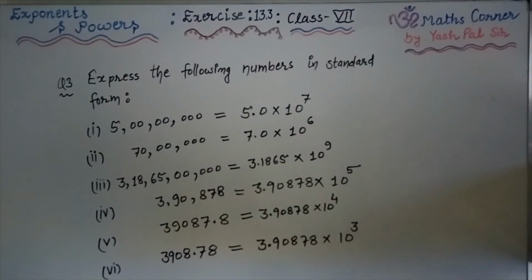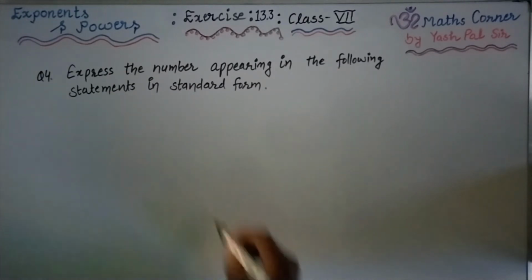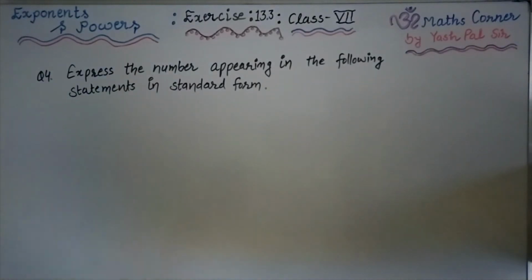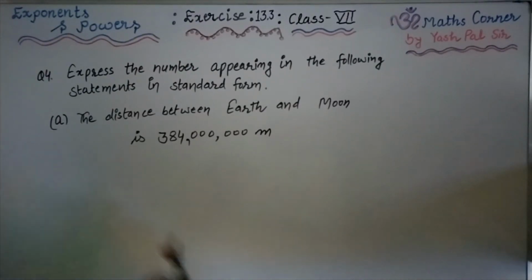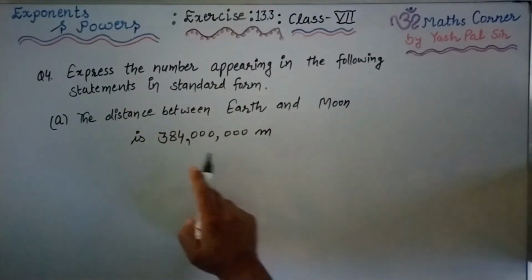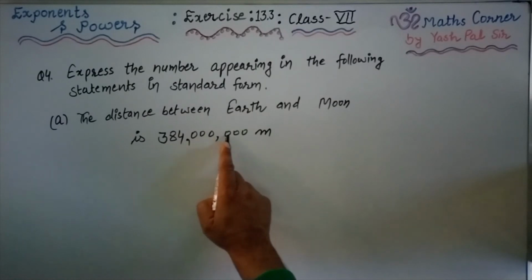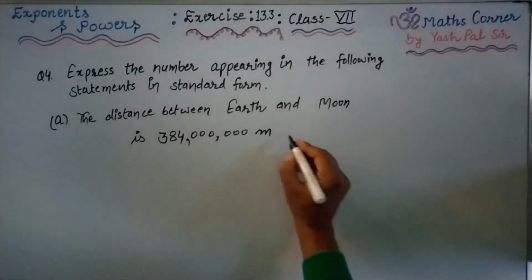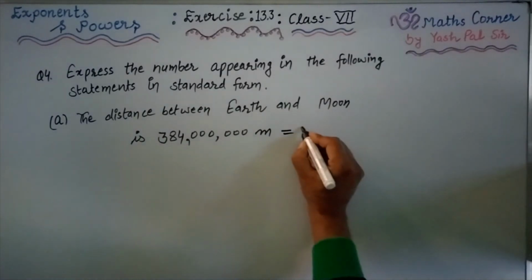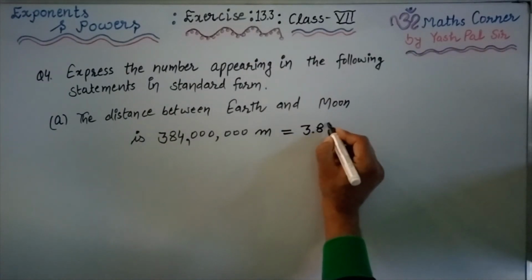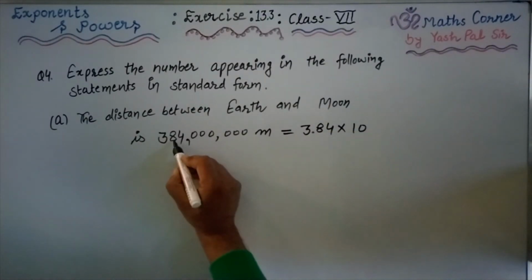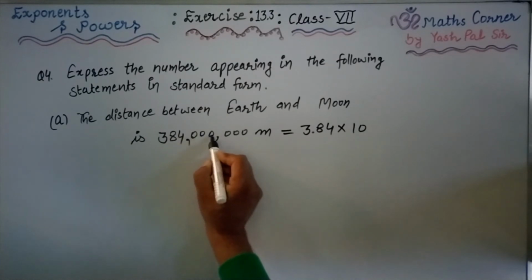Okay, so this was our question number 3. Now we proceed towards question number 4. Express the numbers appearing in the following statements in standard form. The very first statement is part A: the distance between the earth and the moon is 384,000,000 meters. So in standard form we write this large number as 3.84 into 10 raised to power.